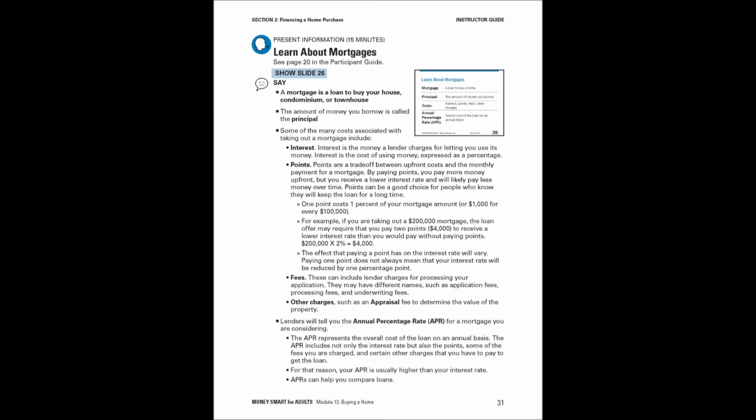Now, a mortgage, again, is a loan to buy a house, a condominium, a townhouse. And so what we do here is, you see on this particular slide, slide 26, it's talking about the components of a mortgage: the mortgage itself, the principal amount of the loan, the cost of the loan, and the APR, the annual percentage rate. These are all elements that you're going to help your participants understand as you're going through this.